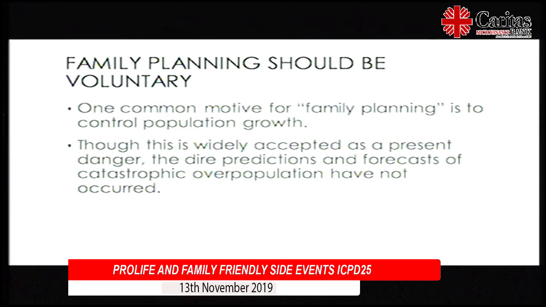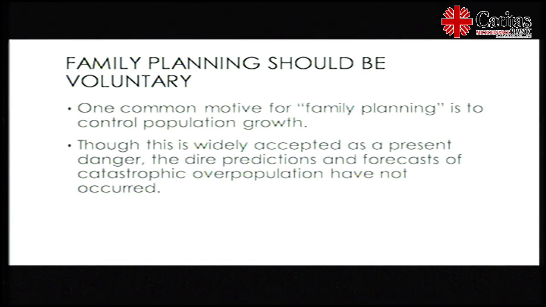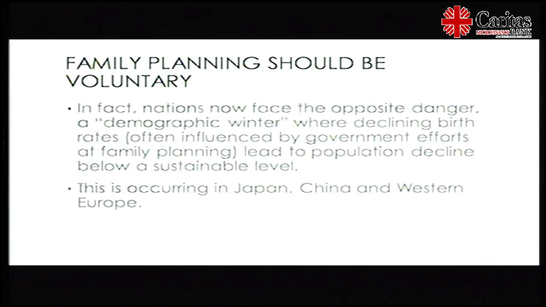However, one common motive that we hear for family planning is to control population growth. And this is widely accepted as a present danger, but the dire predictions from the 1960s that we'd be running out of food and clean air and water have just not occurred. Why is that? Because human beings are ingenious. We find solutions to our problems, and it's human capital and human ingenuity that enable us to overcome the obstacles and problems that we find.